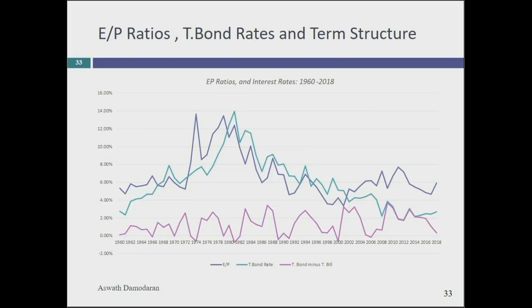What am I measuring with that? I'm actually measuring the slope of the yield curve. So when that number is positive, I have an upward sloping yield curve. Short-term rates are much lower than long-term rates. When that number is zero, I have a flat yield curve. And when that number is negative, I have an inverted yield curve.